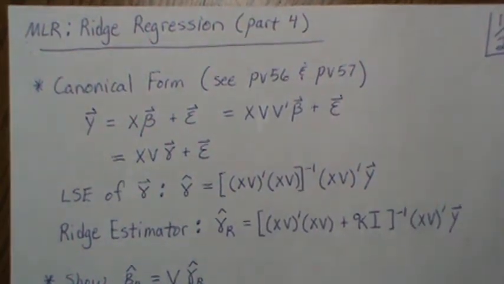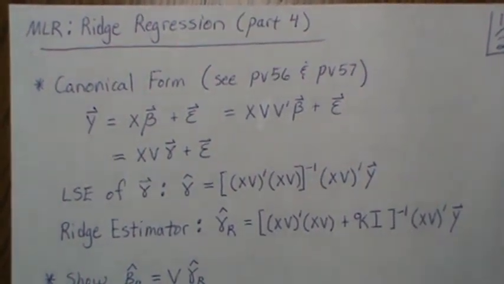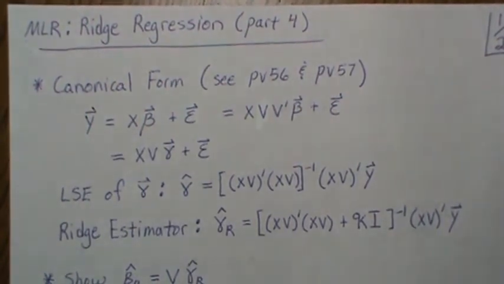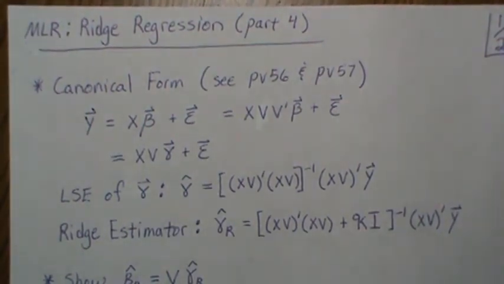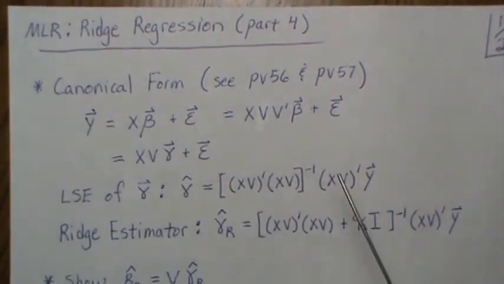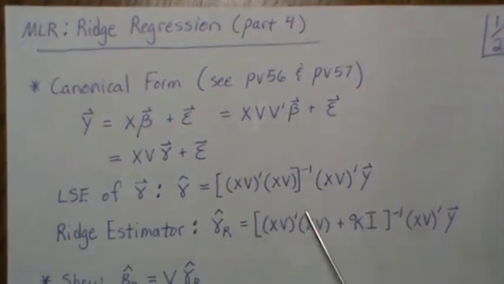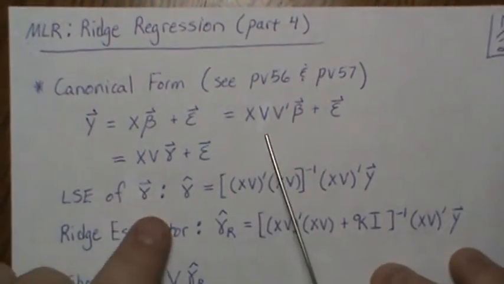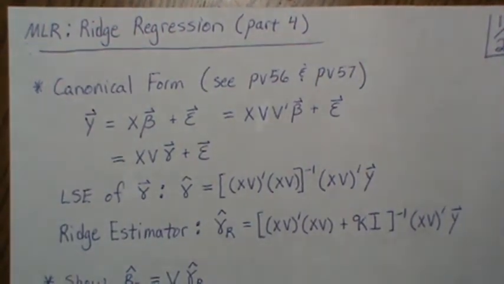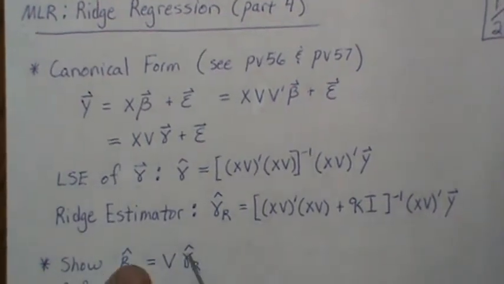Hello, in this video we're in the multiple linear regression setting and we're looking at ridge regression, part 4. It would be wise to go back and watch parts 1, 2, and 3 before you watch this. Here we're going to put our regression model in canonical form and then perform ridge regression and see what happens. And ultimately nothing happens, and I'll show you.